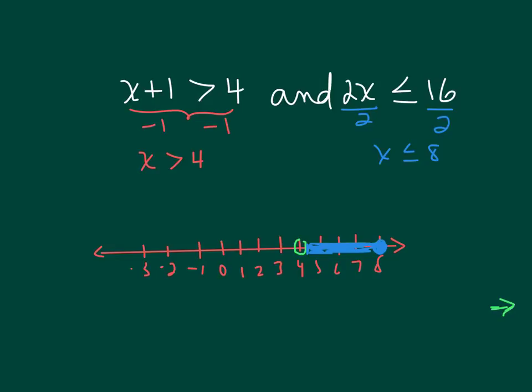And if you remember, I can also write this as a sandwich of x. So I'm saying that x is between 4 and 8. 4 is not included because it doesn't have an equal sign. 8 is. So this is your answer for that and compound inequality.